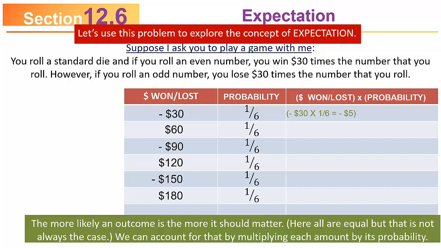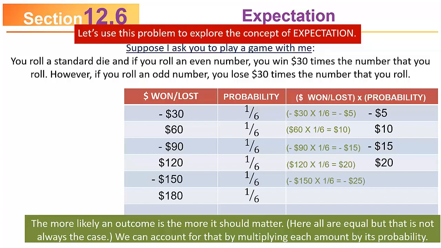So negative 30 times 1/6 is $5, and it's a loss, so it's negative $5. 60 times 1/6 is $10. That's positive, so it's a positive $10. Negative 90 times 1/6 is $15, but it's negative. $120 times 1/6 is $20. Negative 150 times 1/6 is negative $25. And finally, 180 times 1/6 is $30.